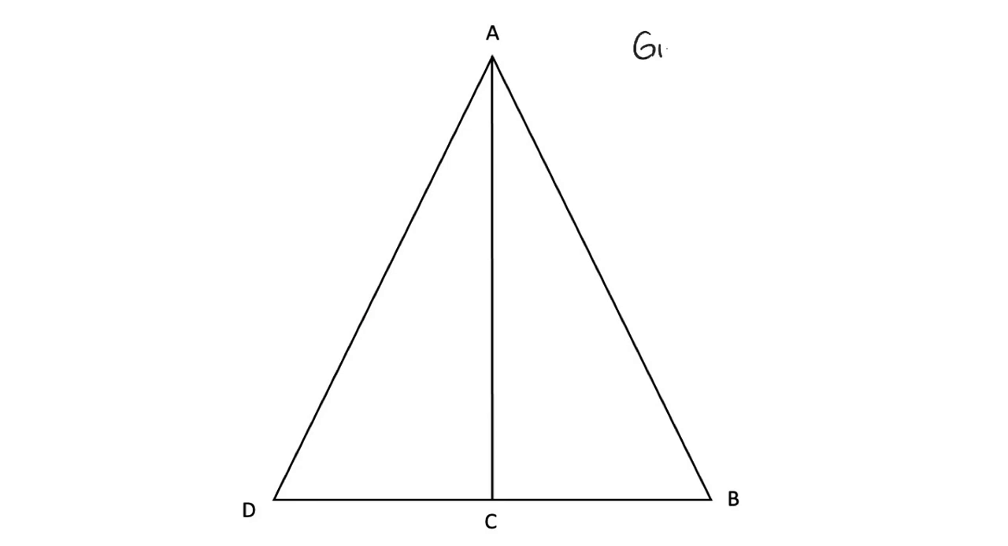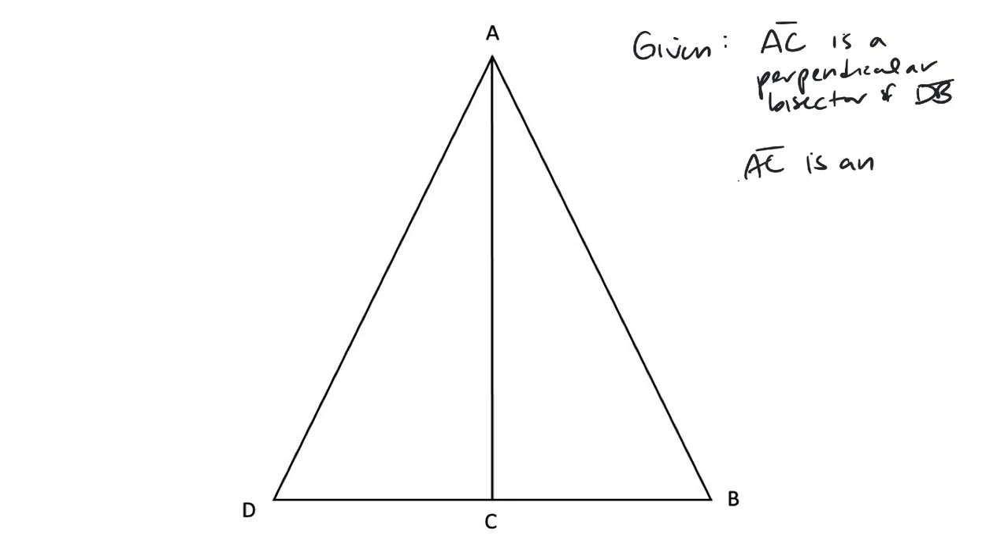Oops, I forgot to write the given information. The given information in this case is that AC is a perpendicular bisector of DB, and AC is an angle bisector. So there's my given information. So let's take this apart for a second. If AC is a perpendicular bisector, that means it's perpendicular and it's bisecting DB.